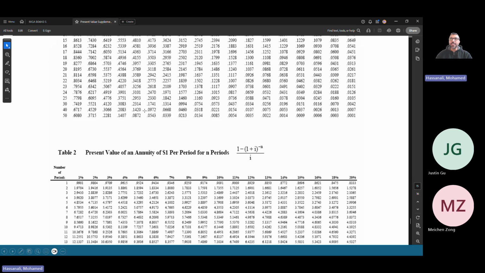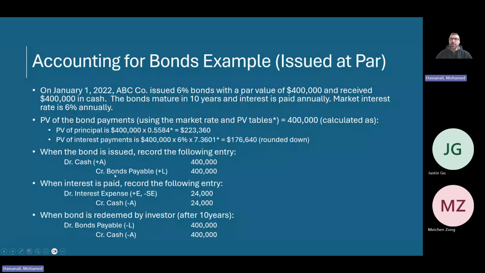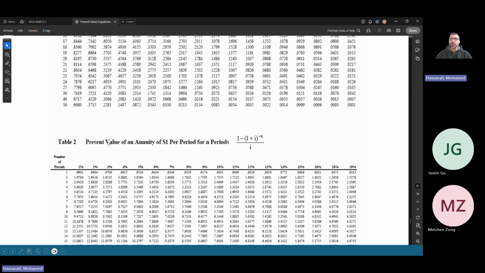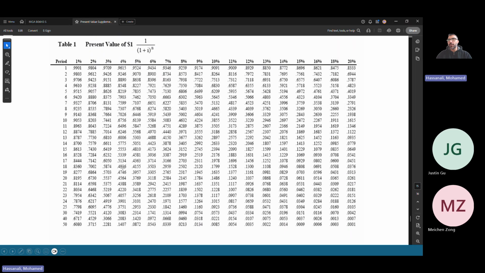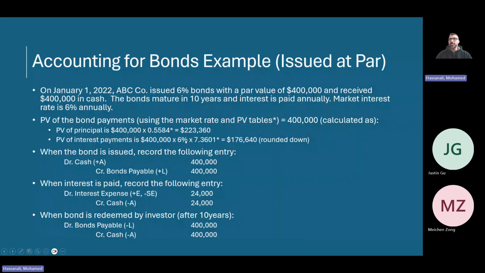When you're calculating the present value of the interest, which is this here, you are then going to the second table, which is the present value of an annuity of $1. Okay, so now how do we calculate this? The way it works is we know that our principal is $400,000.